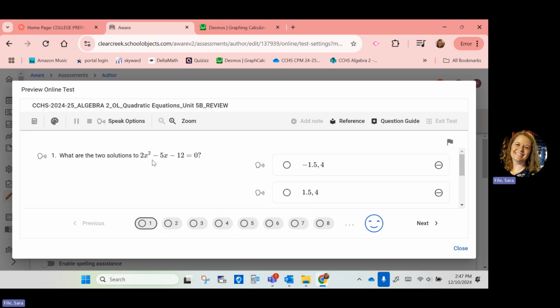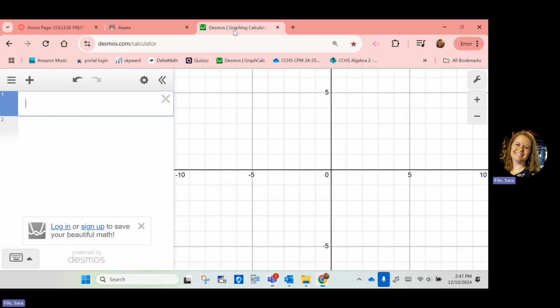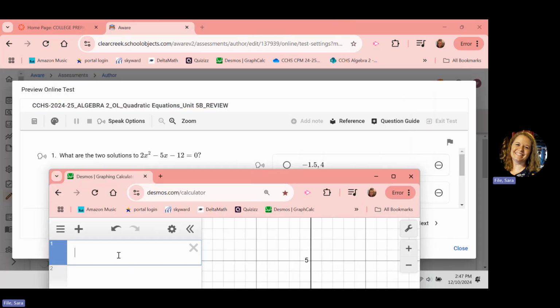So this one you don't even have to do quadratic formula here. You can simply pull up Desmos and type that equation in and find those zeros. Because remember, solutions to a quadratic are the x-intercepts or zeros. Those zeros, x-intercepts, solutions, roots, all of those terms mean the same thing.